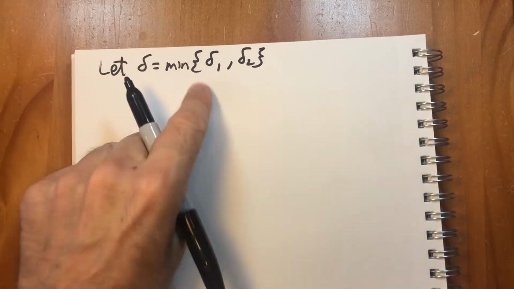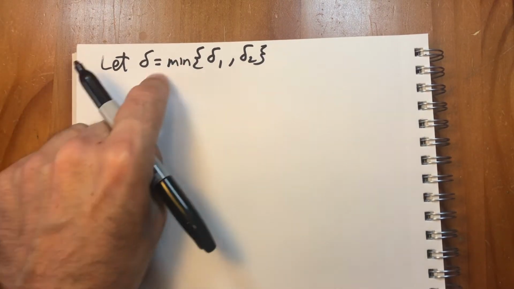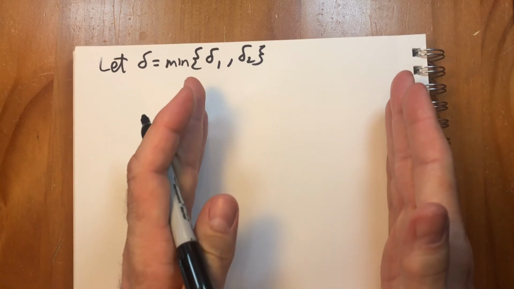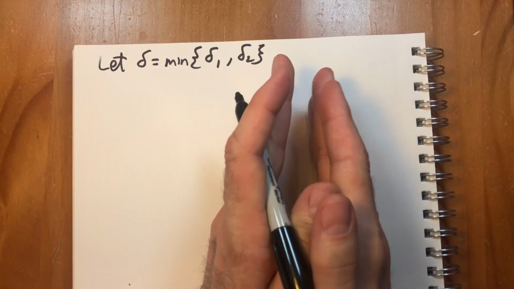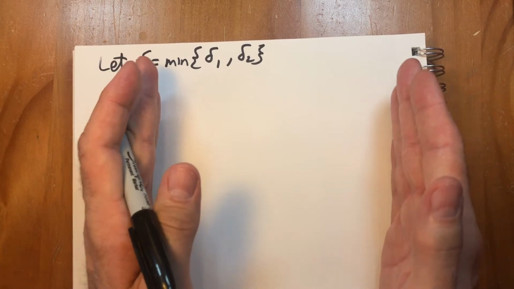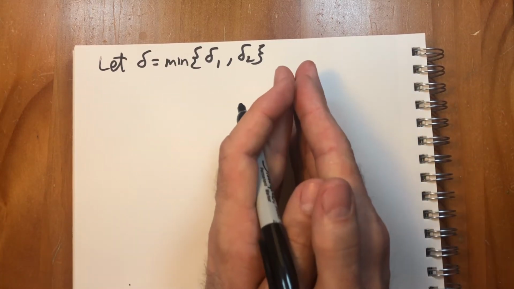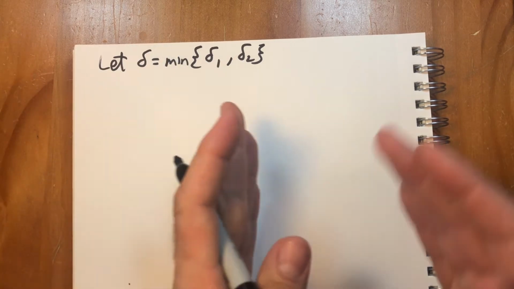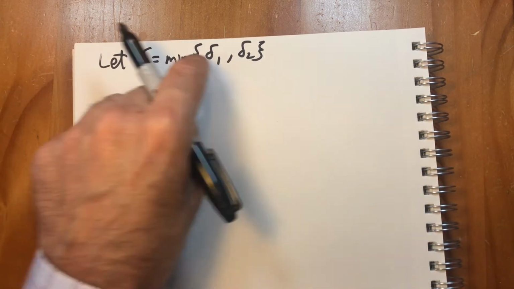Okay, so notice we've done this before. This is a common way of doing this. You find a couple deltas that will work, and then you just make your delta the minimum, because if you find one delta, anything smaller than that is also going to work. Your delta can be as small as you want it to be. There's a limit on how big it can be, but it can always be smaller. So just find a couple and then pick the smallest one.